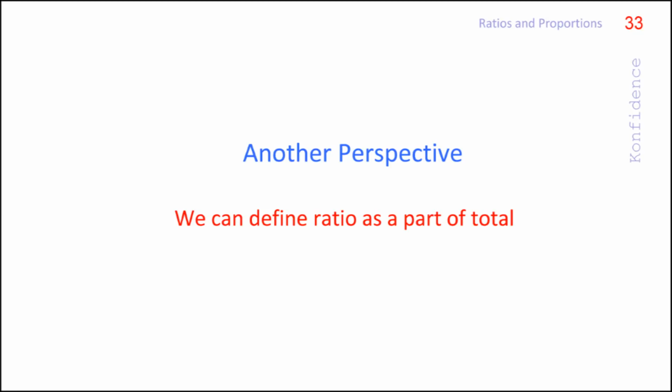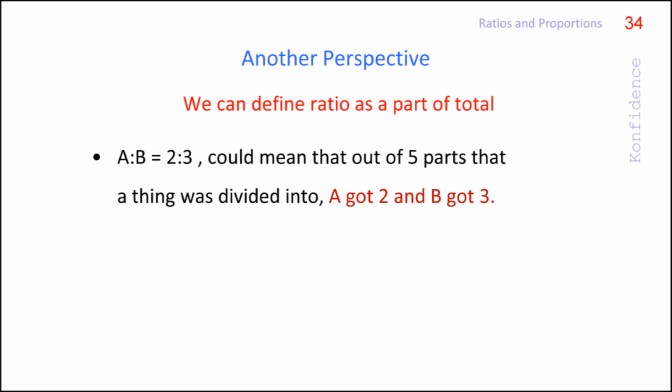Let us look at ratios from another perspective. A is to B equals 2 is to 3 means that a particular total was divided into 5 parts. Out of the 5 parts, A got 2 and B got 3.